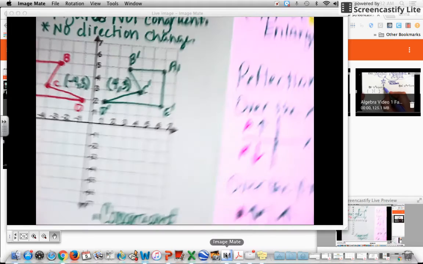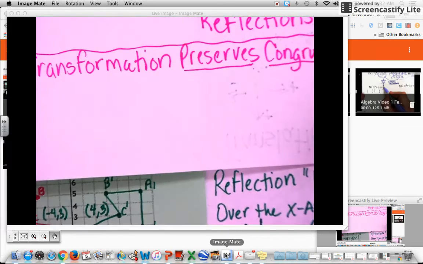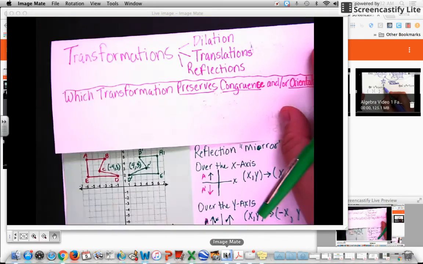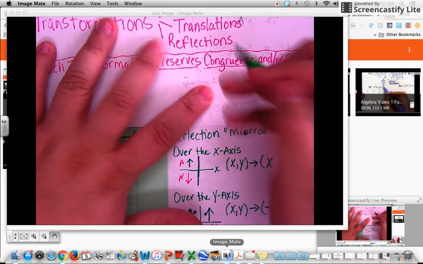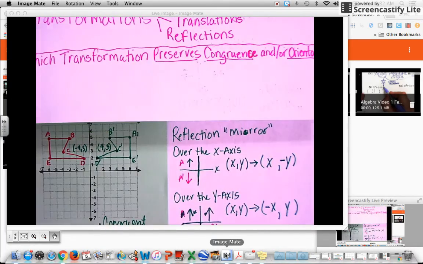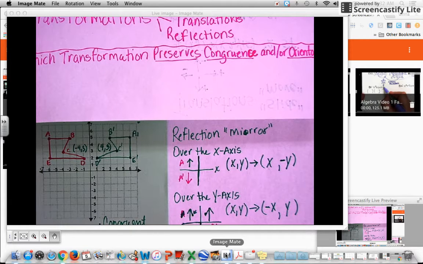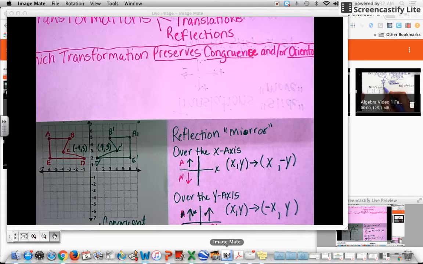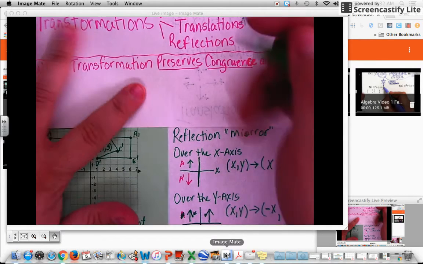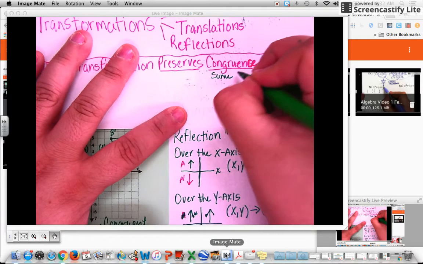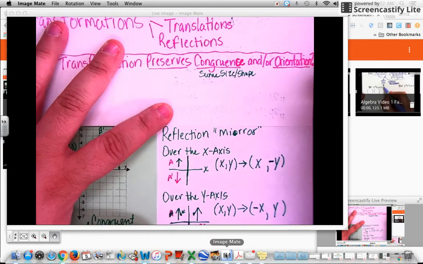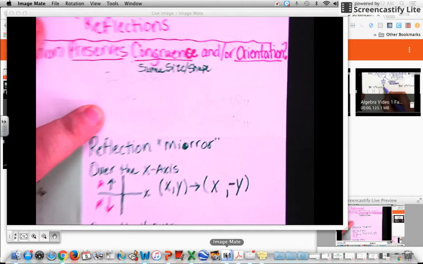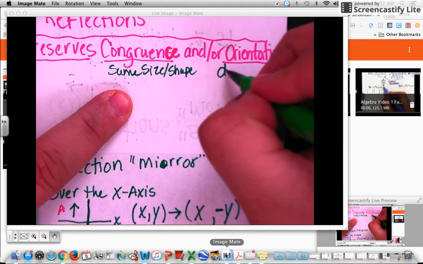So if you'll go ahead and flip your page down, the last thing we talked about was three words: preserves congruence and/or orientation. So preserves congruence. Congruence is basically that it stays the same, that it's congruent, that the size did not change. So when we're looking for congruence, same size, same shape. Nothing changed, just the location. And orientation is direction. Orientation is direction.